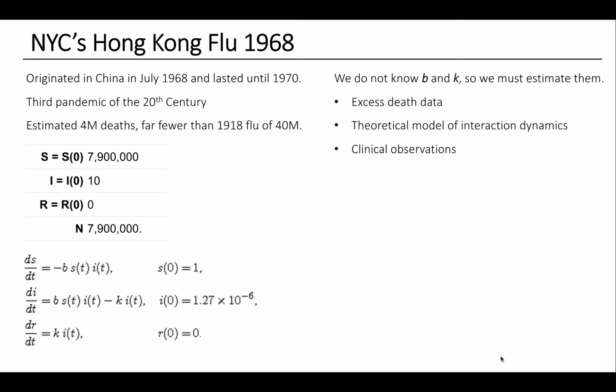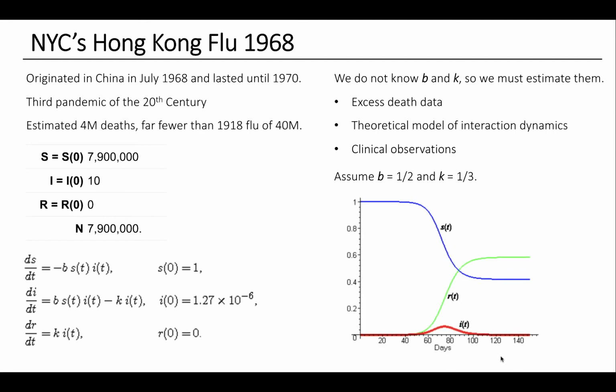So how do we estimate them? Well, we look at things like the excess death rate. We look at theoretical models of interaction dynamics, of how we think they're going to interact. Or we'll do some clinical observations, based on looking at the number of patients and how many recover from that perspective. So we're going to assume for this model that the B is 1/2 and the K is 1/3.